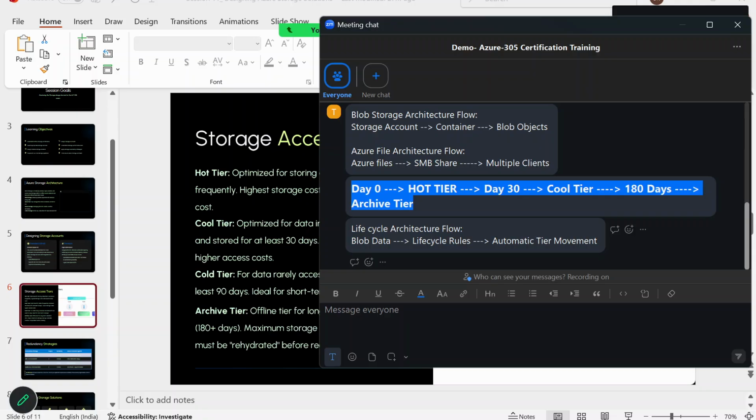And storage security is a critical architecture responsibility. Okay, and what is encryption at rest? It is enabled automatically to protect the stored data, and encryption in transit communicates over HTTPS. Okay, and it also has Microsoft Entra authentication, which is the preferred authentication model.